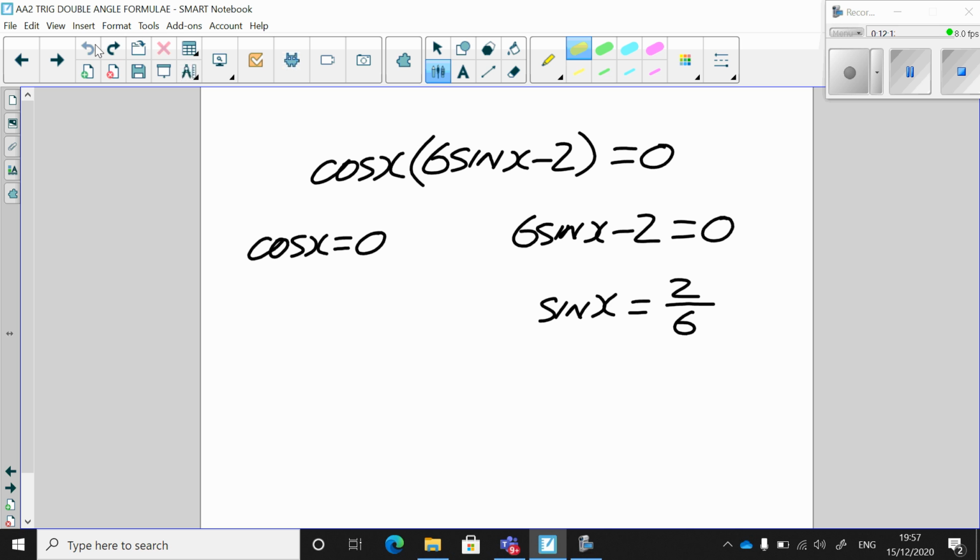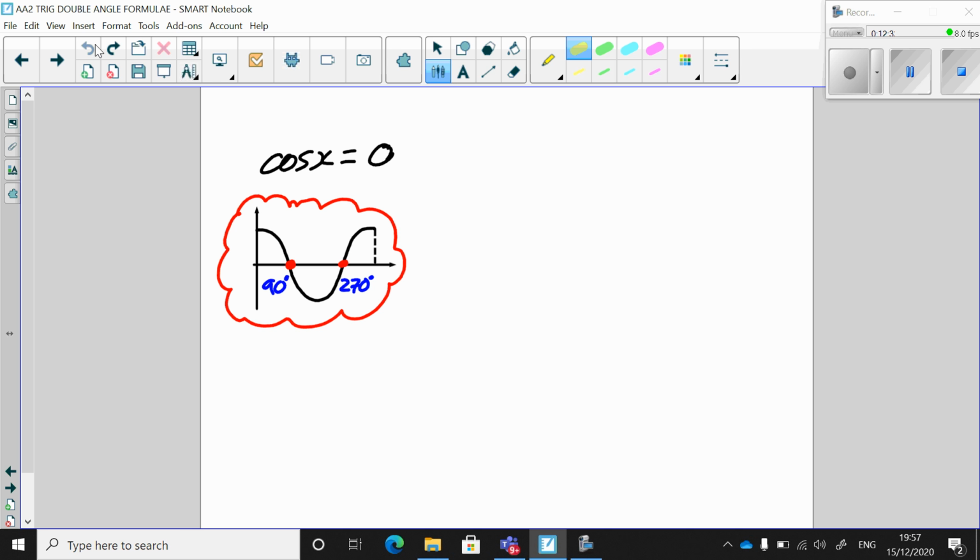The other one there, I've tidied it up: 6 sin x, take away 2 is equal to 0. Take the 2 to the other side, it becomes positive 2, divide by 6, 2 over 6. Can you simplify that? A third. You could have left it as 2 over 6, that's fine. Let's solve for that. Use the graph. Where is cosine of x equal to 0? Where does it cross the x axis? I've highlighted there at 90 and 270. That's my solutions for that one.